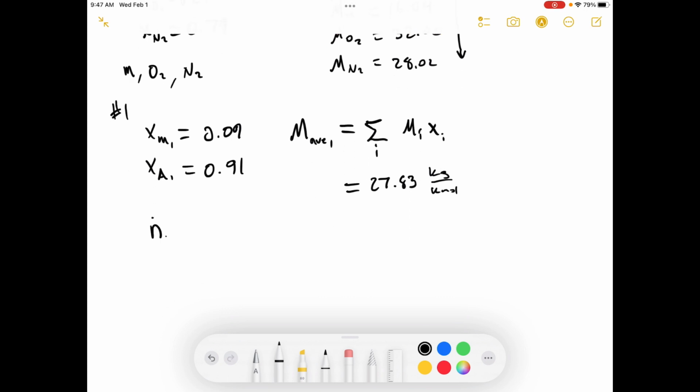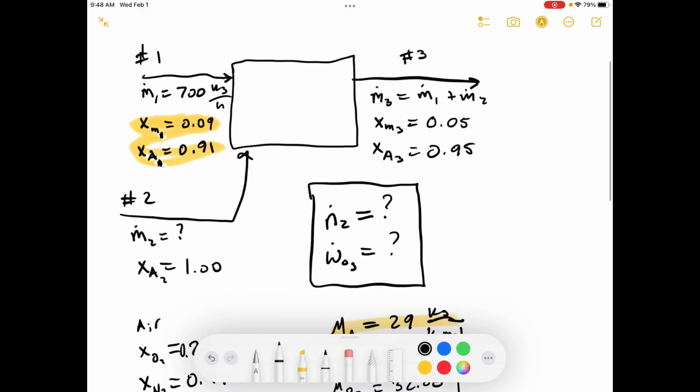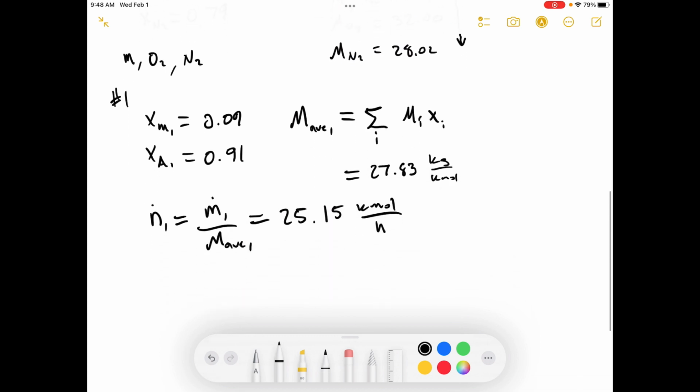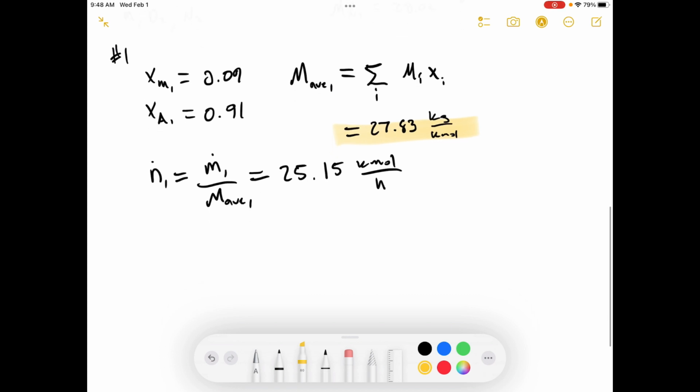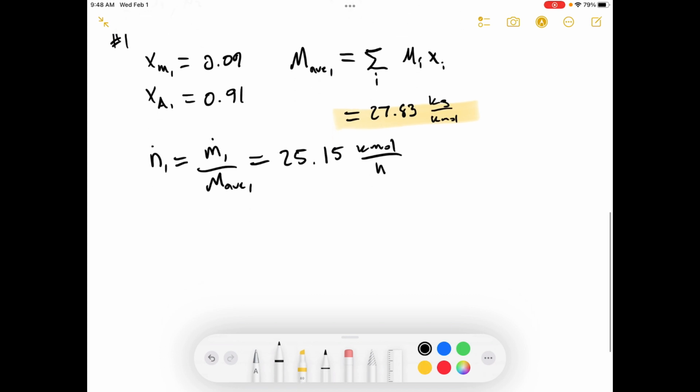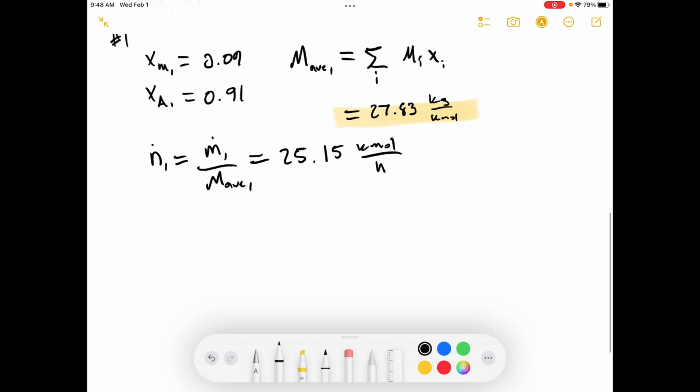So the molar flow rate for stream 1 is equal to the mass flow rate of stream 1 divided by the average molecular weight of stream 1, because we started off with 700 kilograms per hour, and we know the average molar mass of that stream. Okay, so what are we going to do with this? We're doing mole balances on the different components. Now we can split these moles up into our different ingredients here.